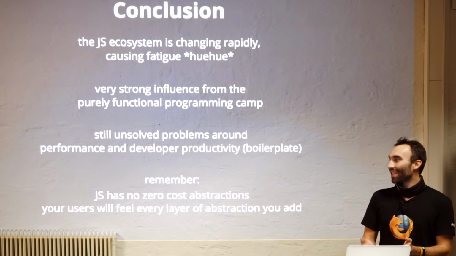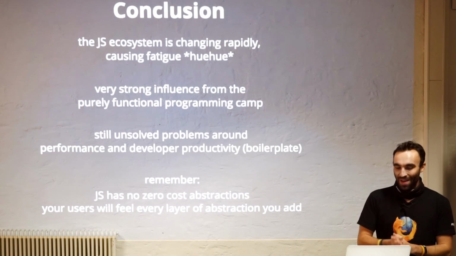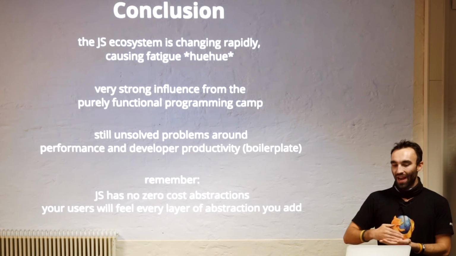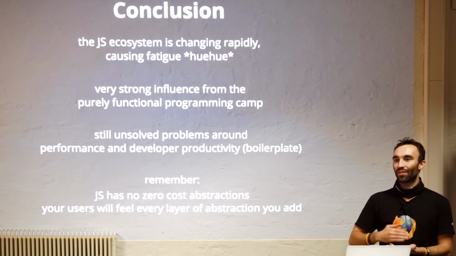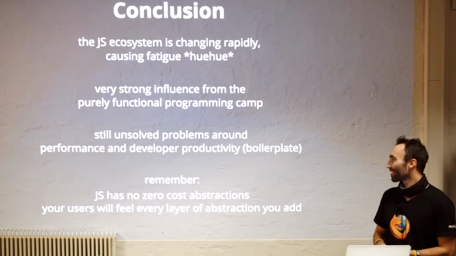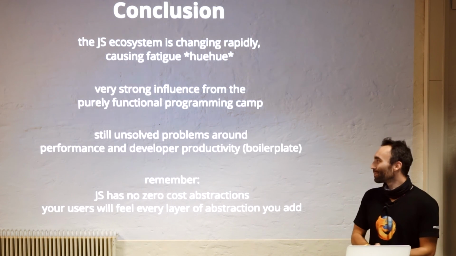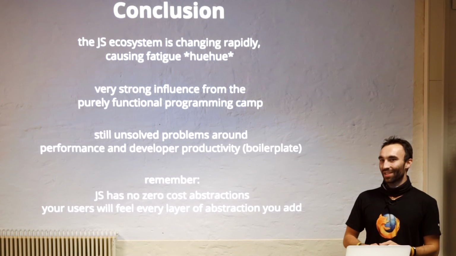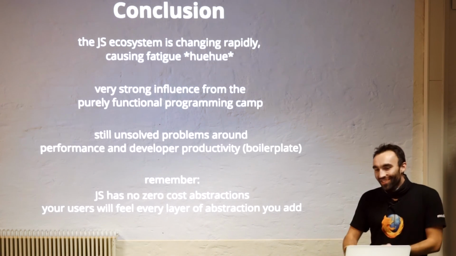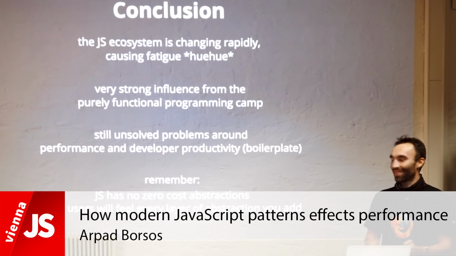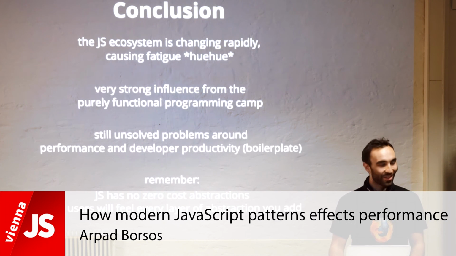And the basic key point is, remember, JavaScript sadly does not offer zero-cost abstractions. So if you're piling layers of abstractions onto one another, your users will feel it. And the browser vendors can speed up rendering how much they want. If you're doing 10 layers of abstraction in JavaScript, your users will still feel it. So just keep in mind. All right, that's basically my talk.